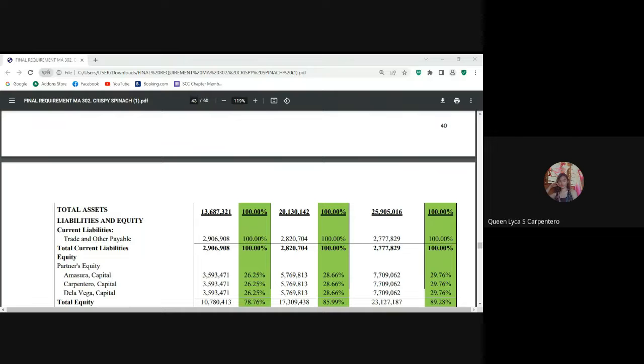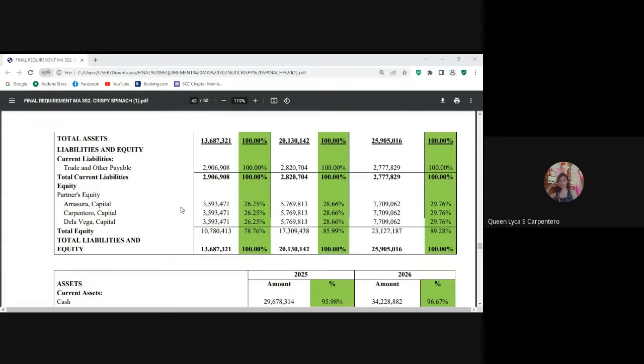Tapos same ba diri sa total current liabilities. And sa iyahang equity, sa partner's equity, same siya og percentage kay same ang iyang kapital. So gi-divide lang ni siya kaning part na masura kapital og same gyapon sa dire the rest, then gi-divide siya sa total liabilities and equity.